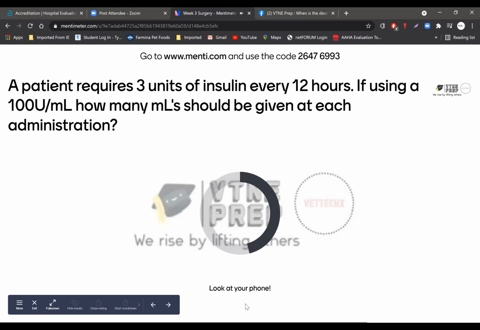Oh no, insulin. It requires 3 units of insulin every 12 hours. If using a 100 unit per mil, how many mils should be given at each administration?